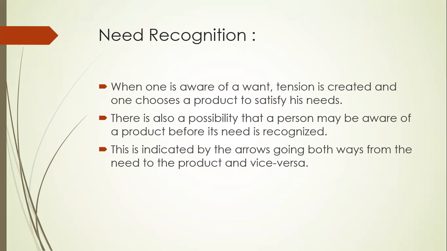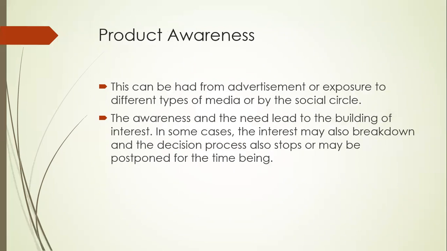There is also a possibility that a person may be aware of the product, as already discussed. He might know how, before the need is recognized. In some cases, if the need was generated earlier, he might have searched for and evaluated the products, so he will know which product can satisfy his needs, or else he can go for the new options available. This is indicated by the arrows going both ways between the need and the product. Moving further, if you see product awareness, we have already seen this is a stimulus, and this can come from advertisement or exposure to different types of media or from the social circles where the consumer is living.